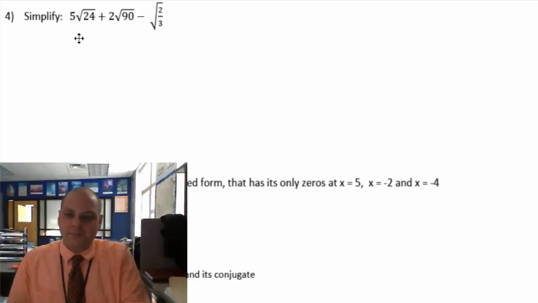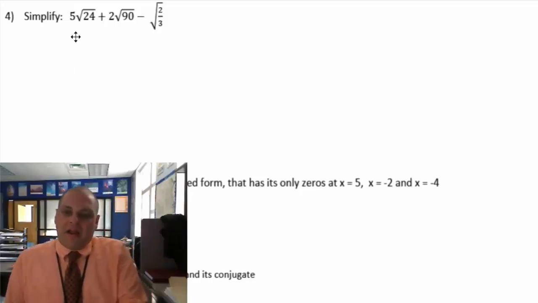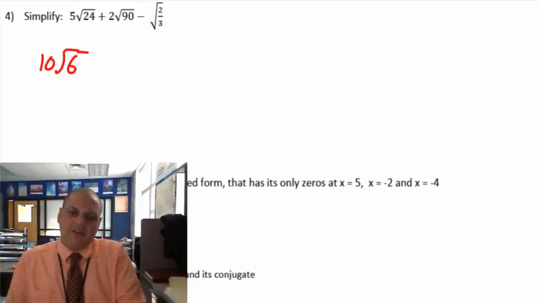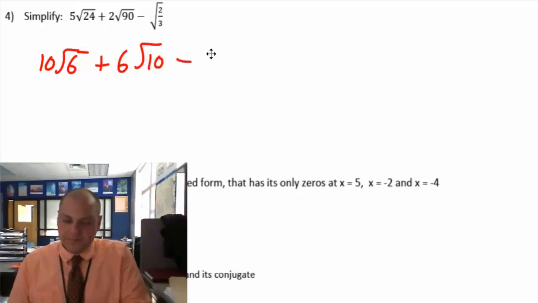Very sorry for that. Struggling here. All right, so here we go. Breaking down our radicals again. This is going to be 10 radical 6. Break it down the same way we did in the other examples. This is going to be 6 radical 10 minus radical 2 over radical 3.